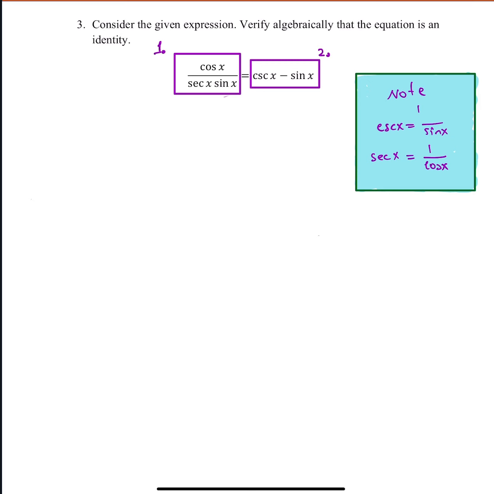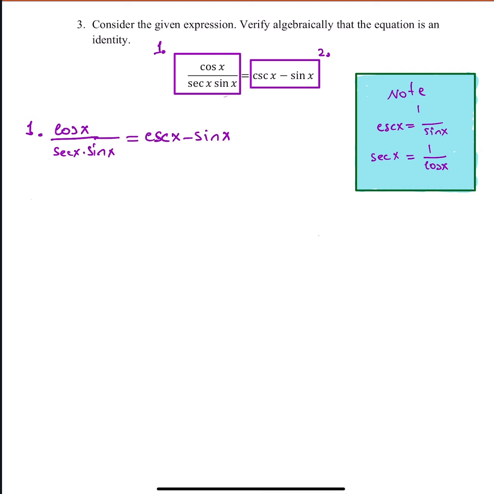Okay, so basically the first, I have to prove that cosine x over secant x times sine x equals just the cosecant x take away just the sine x. If I prove that the left hand side equals that, that means this expression is true. Okay, let's get started.